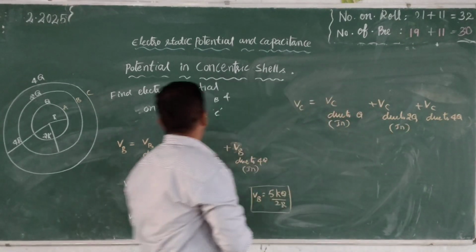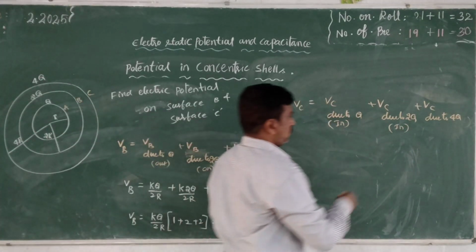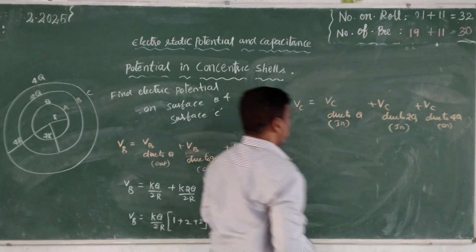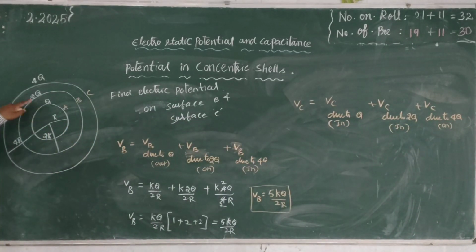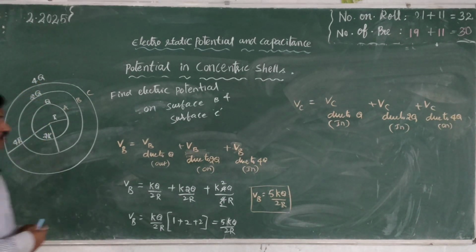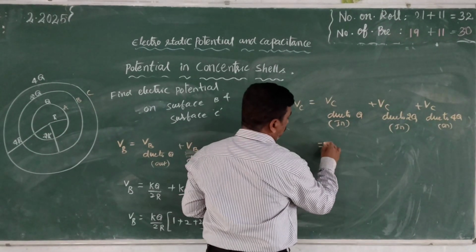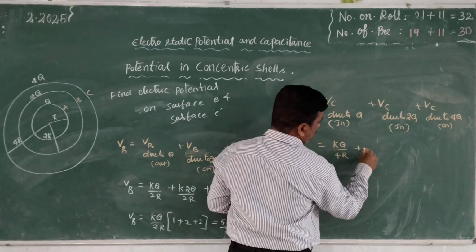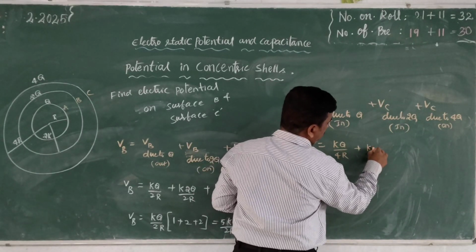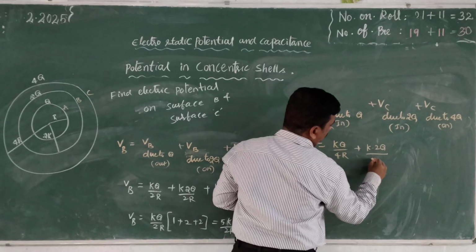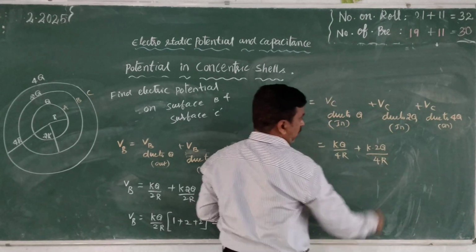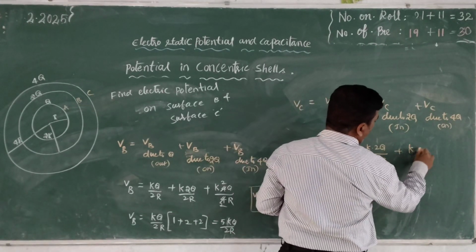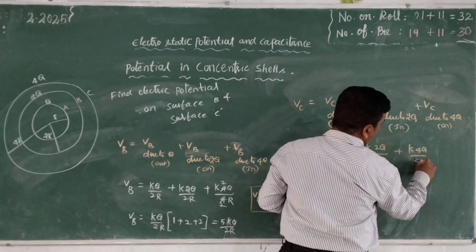Potential on C due to 4q, on surface. This is also an inside point, this is also an inside point. From the center to the surface the potential is the same, that's why we can take radius 4r. Potential on C due to q is kq by 4r. Potential on C due to 2q is k 2q by 4r. Potential on C due to 4q is k 4q by 4r.